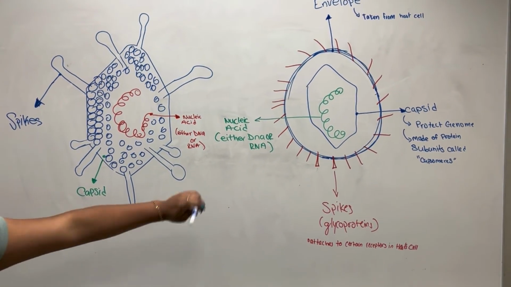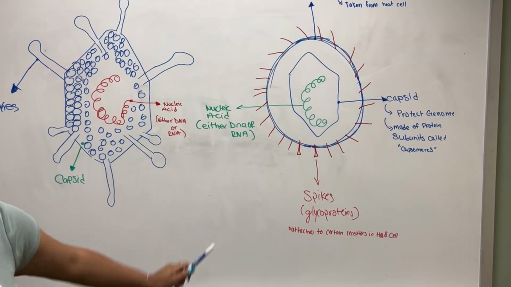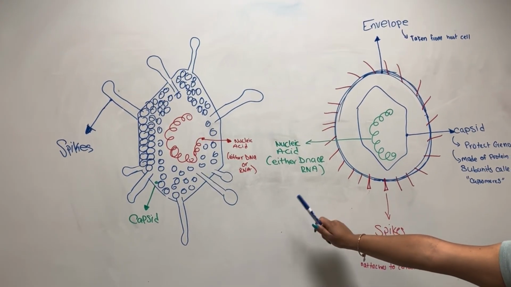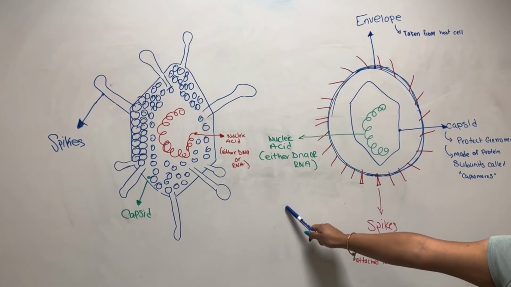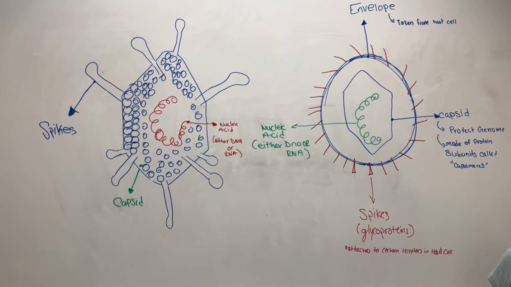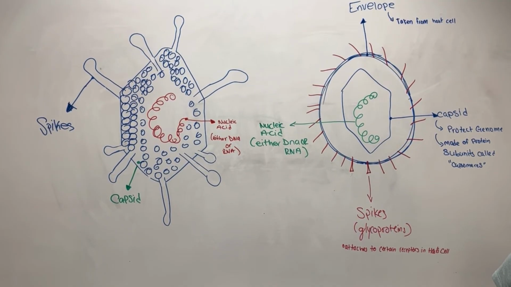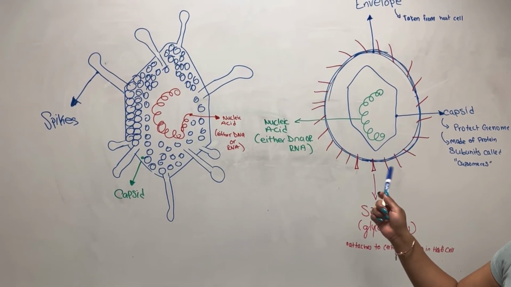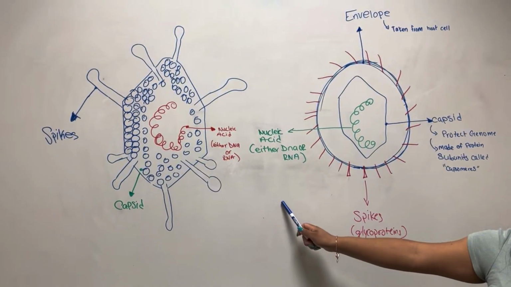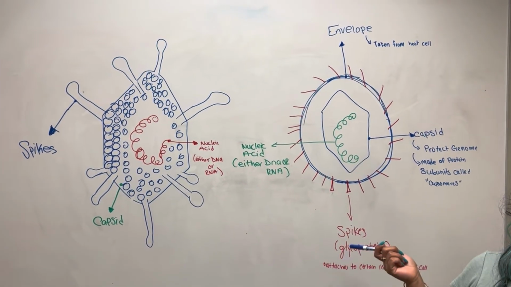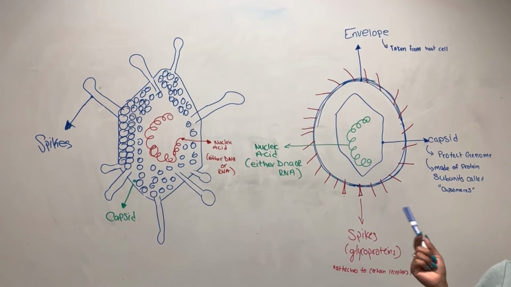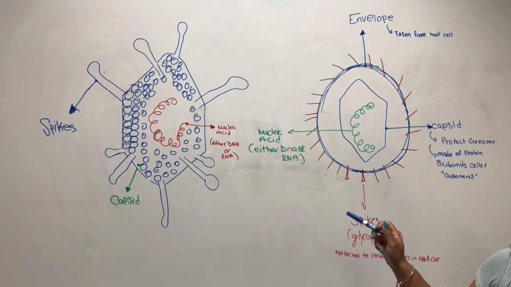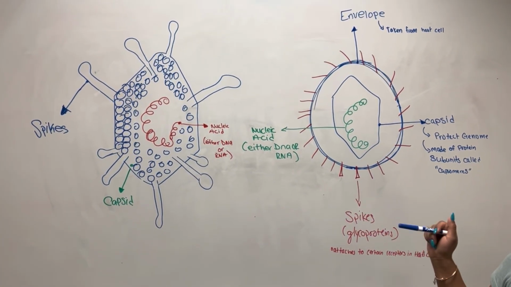Okay, so now we're gonna talk about the genetic material, which is what viruses contain, DNA or RNA. The genetic material carries the instructions for making the new viruses. Viruses contain either DNA or RNA, but they can never have both. The genetic material carries the instructions for making the new viruses.